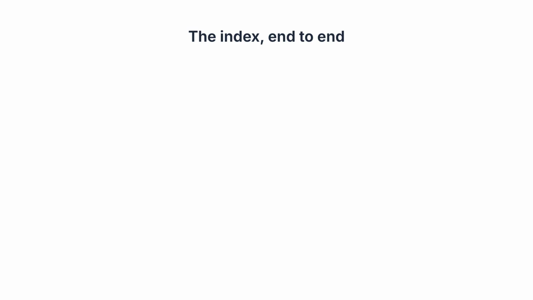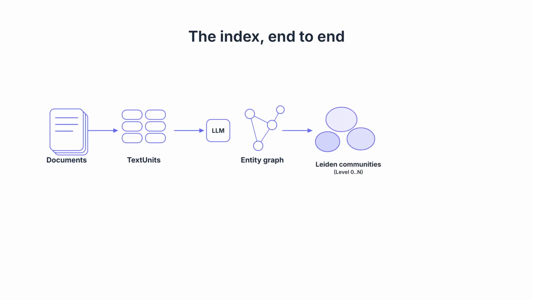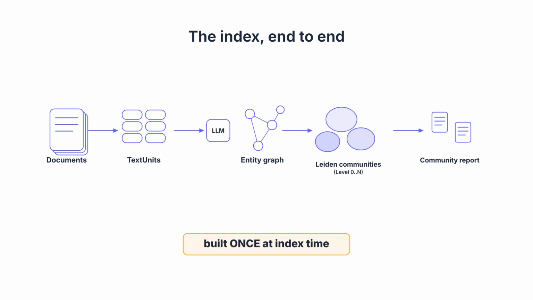Let me animate the whole index. Documents come in, get sliced into text units. An LLM reads each one and pulls out entities and relationships that assemble into a graph. Leiden carves that into a hierarchy of communities. Finally, the LLM writes a report per community. Everything after this, local, global, DRIFT, just reads parts of this picture.